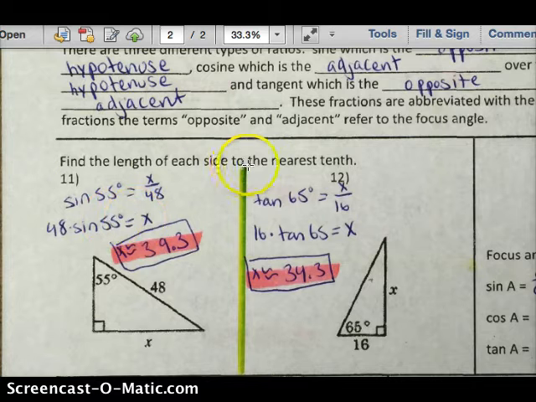Up here I did give you very specific directions. It says find the length of each side to the nearest tenth. Tenth means one decimal place to the right. You would have to look at the hundredths digit, the one after, as well.